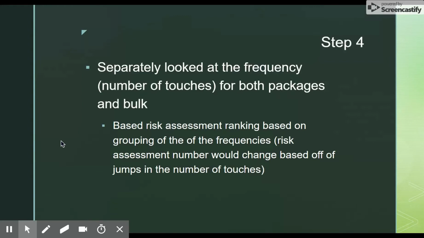So instead, we just compiled them into straight packages and straight bulk. Then, based off the number of times they were touched in those categories, we gave them a risk assessment, again based on the standard deviation jumps, so we could group them based off of that.